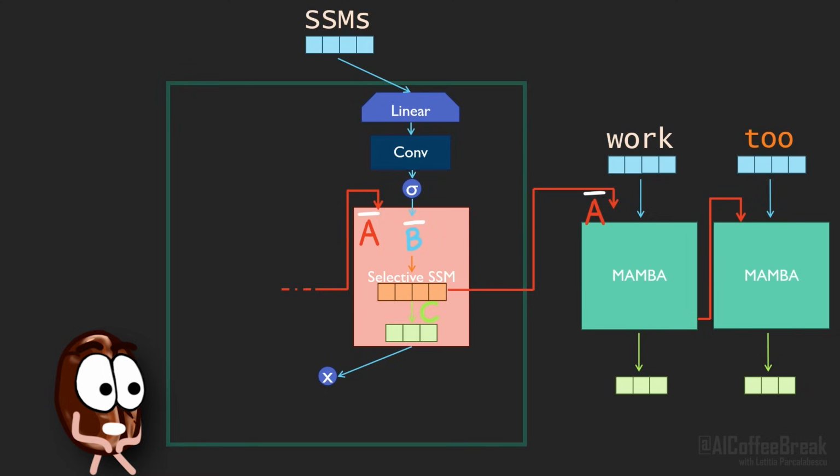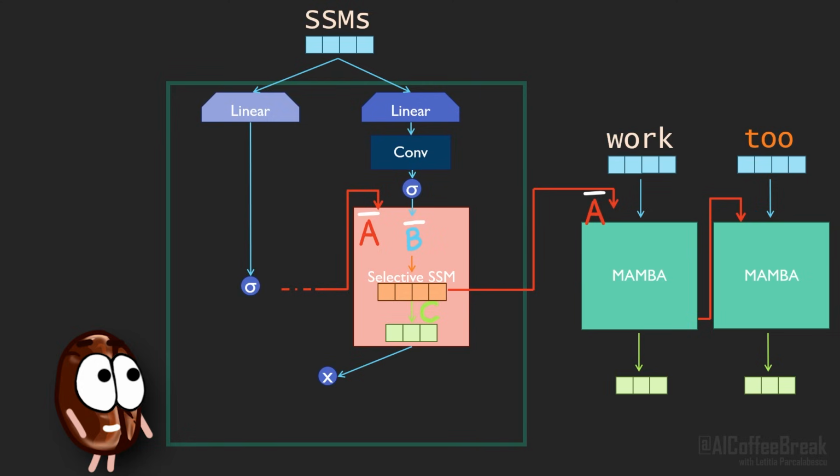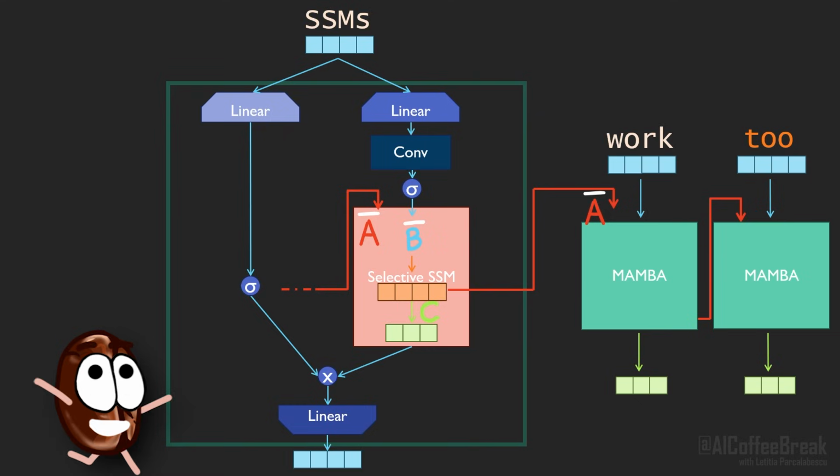Then MAMBA does a gated multiplication, namely, we take the input, push it through another linear layer, then throw it into a swish or SiLU activation function, and the result of this is multiplied to the output of the selective SSM. The authors' intuition behind this operation is that the multiplication is a measure of similarity between the output of the SSM, which contains information from the previous tokens, and the embedding of the current token. Then a linear layer reduces the dimensionality back from 128 to 64, and this was it.